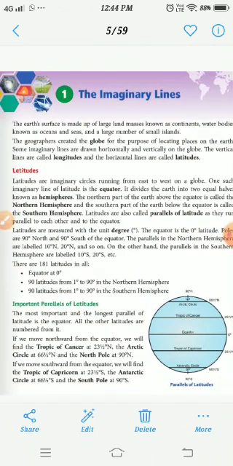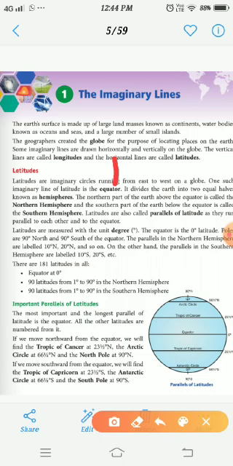Some imaginary lines are also drawn on the globe horizontally and vertically. The vertical lines are called longitudes and the horizontal lines are called latitudes. The vertical line means the standing line, and the horizontal line means the sleeping line on the globe. Now let us know more about the latitudes.